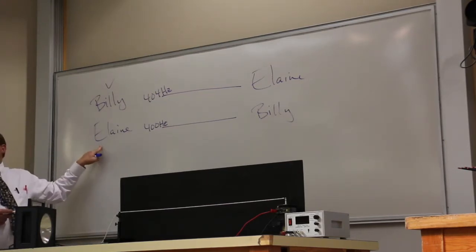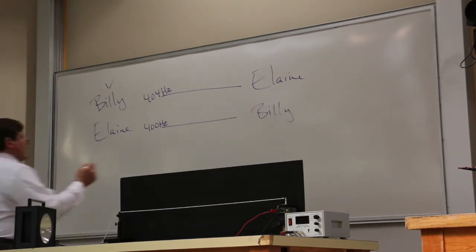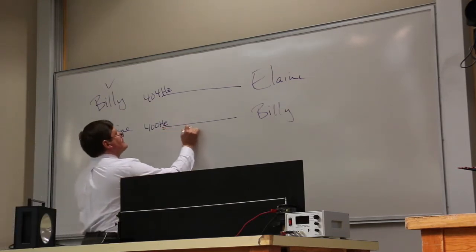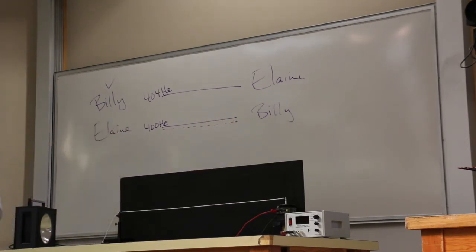If Elaine had the lower frequency and she starts running away from the campfire, what's going to happen to the frequency that we hear from her buzzer due to the Doppler effect? It's going to lower, okay? Not very much, because she's human and it's hard to run fast enough to get it to shift very much.